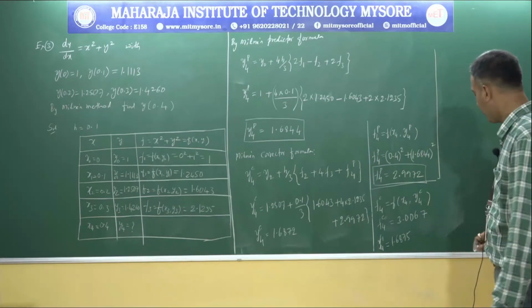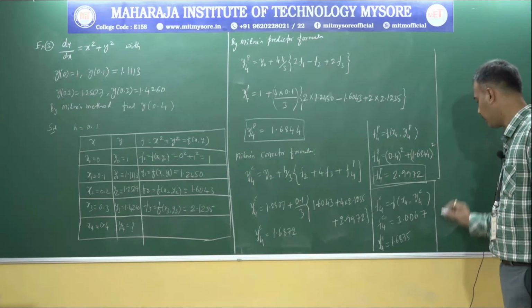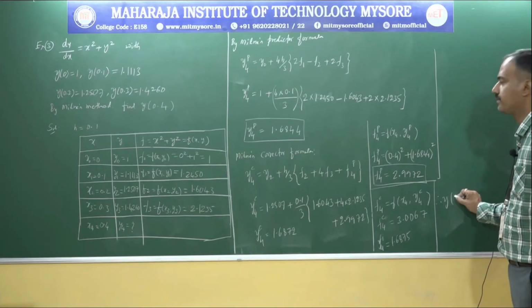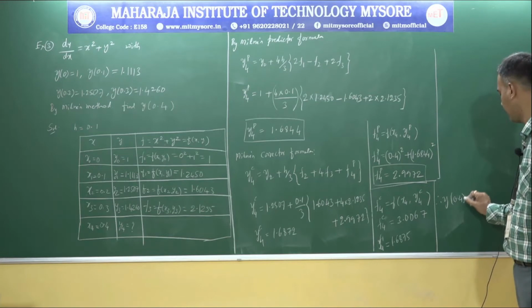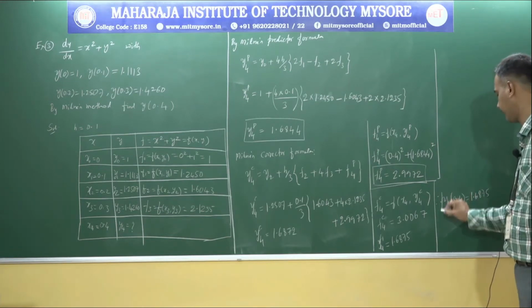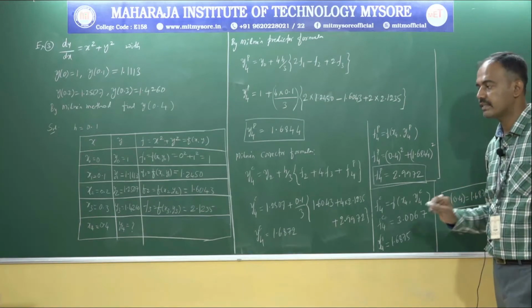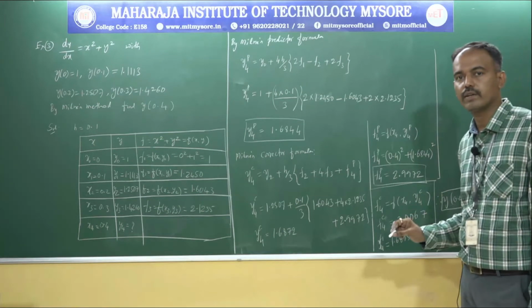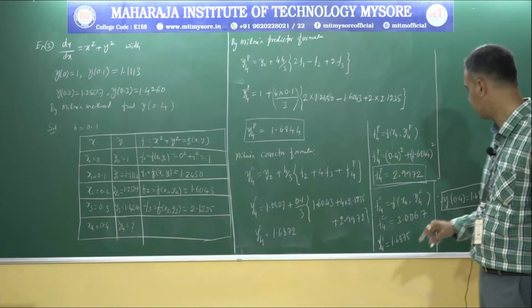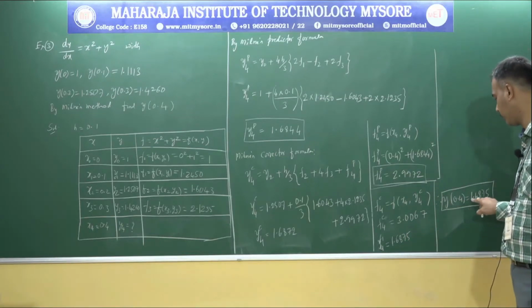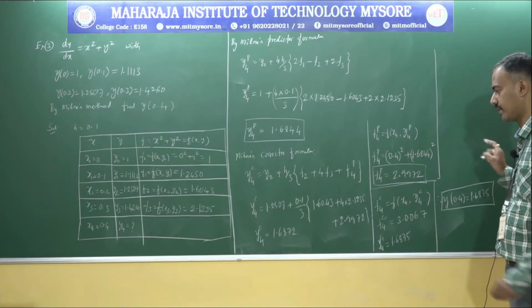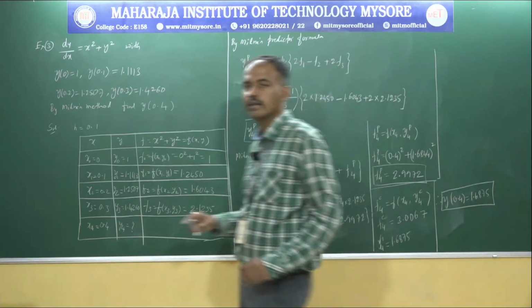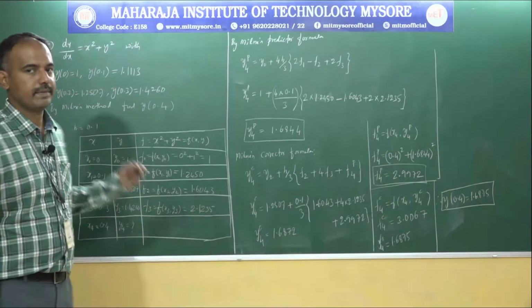Finally, after the simplification we get 1.6875. Therefore we can conclude that y of 0.4 is equal to 1.6875. We estimate the y4 value at the particular point x4, that's why y of 0.4 is 1.6875.